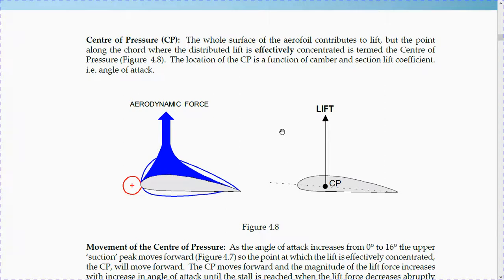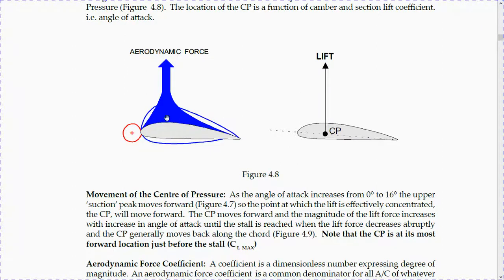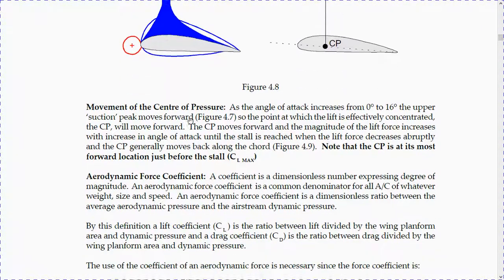Center of pressure. The whole surface of the airfoil contributes to lift, but the point along the chord where the distributed lift is effectively concentrated is termed the center of pressure. Like you're lifting a wing with your fingers using a piece of rope. The location of the center of pressure is a function of camber and section lift coefficient. Angle of attack can change the CP.